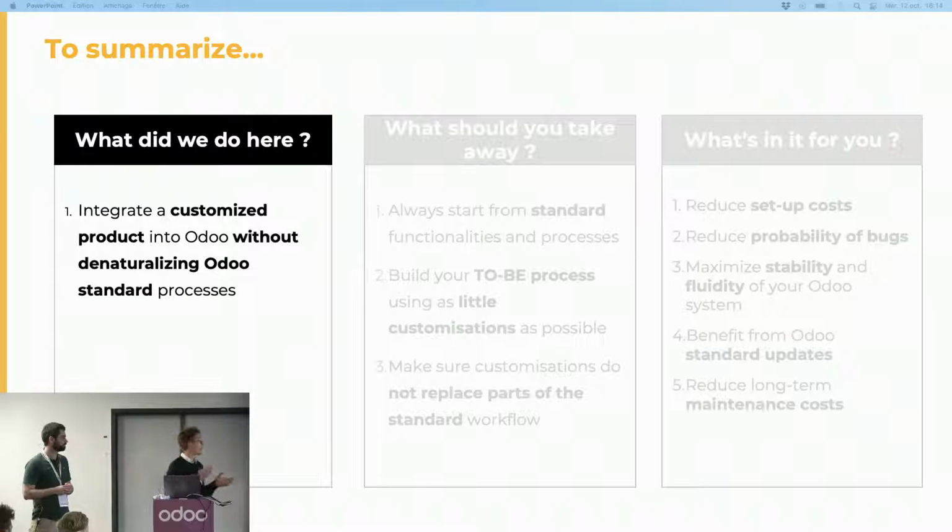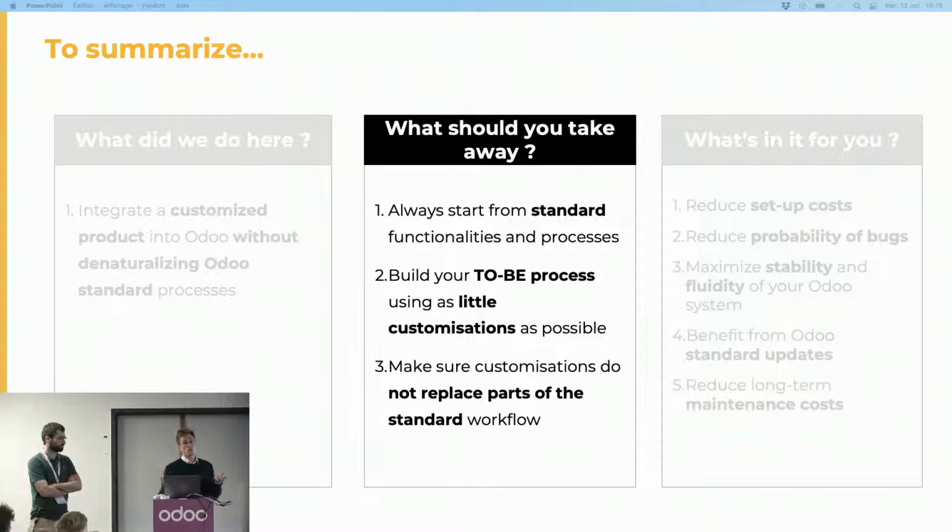Okay, so to wrap up and summarize a little bit what we've tried to do here. We demonstrated that we can integrate a customized product into Odoo without breaking or denaturalizing Odoo standard processes. For the specifics of this case, please keep in mind that it was at the request of the client. So there is room for more customization of different screens, but of course the client was in the driving seat. What should you take away from our presentation if you want to develop a customized product?